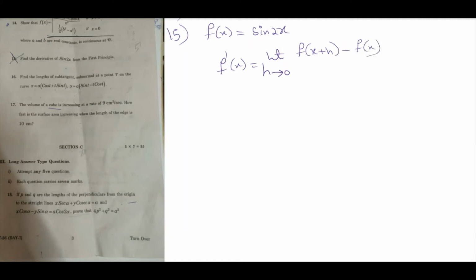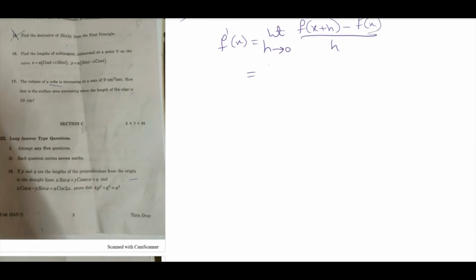Next is the 15th question. Find the derivative of sine 2x from the first principle. The function f of x is given as sine 2x. From the first principle, I can write that f dash of x equals limit h tends to 0, f of x plus h minus f of x by h.